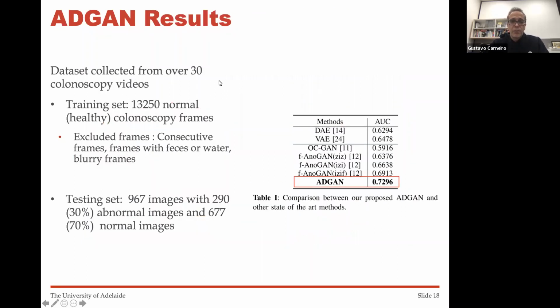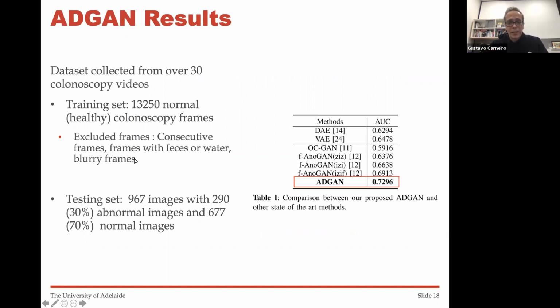Right. So for the results, we had our own data set of about 30 colonoscopy videos. From those videos, we have a training set of about 13,000 normal colonoscopy frames, where we exclude consecutive frames with feces and water, and blurry frames.